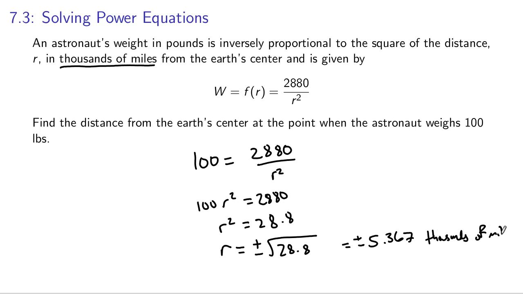It's a little bit strange way of writing it. Plus, do we really care about the negative here? We're thinking of r as a distance from the Earth's center. Distance is never negative for the most part. Usually when we talk about distance, we're talking about a positive number. So we can write the answer as 5,367 miles. Since this was 5.367 in thousands of miles, we can go ahead and write it in thousands, which is a little simpler for our answer.